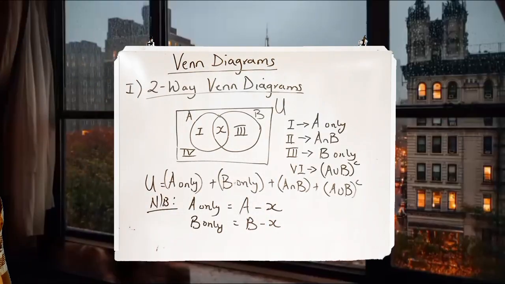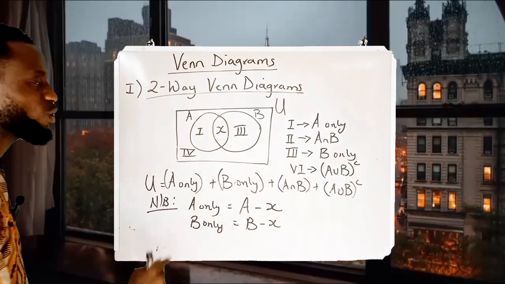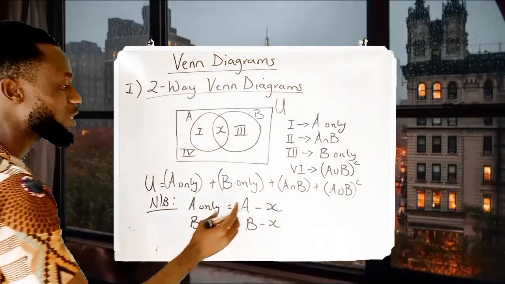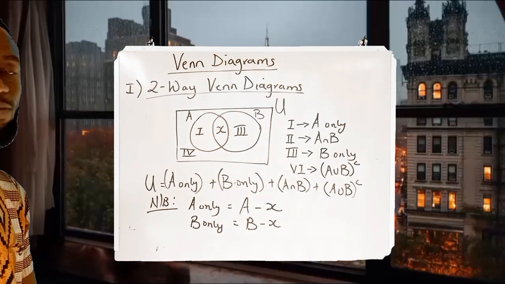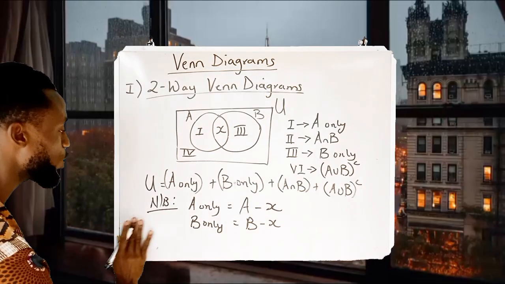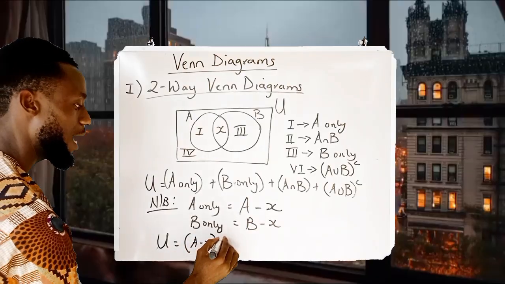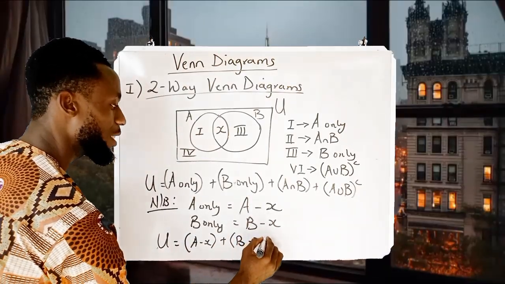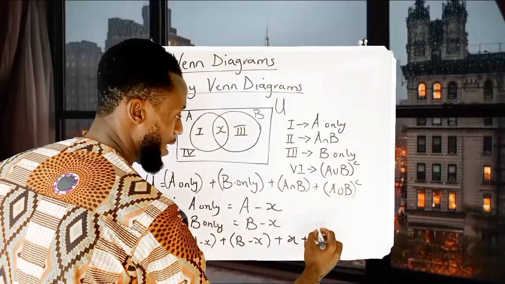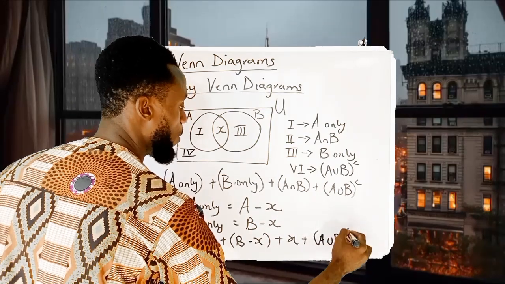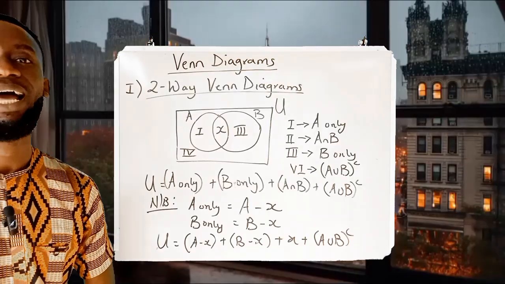Very important. Only in cases where the values of each were given, that's when you don't do this. But if you are just giving a generic statement without the word alone or only, you must subtract so that you don't have duplicates in the document. Because of that, if I want to get my universal set, I can always do A minus X added to B minus X added to the intersect itself, which is X, and then added to the ones outside, which is the A union B complement. So now this formula becomes the most important formula in this topic.